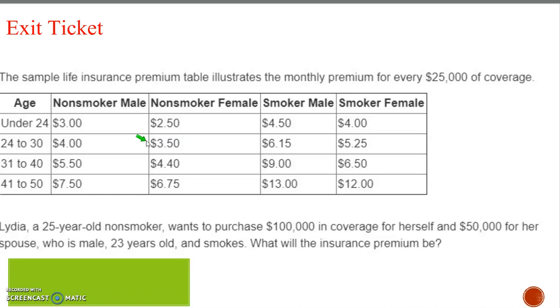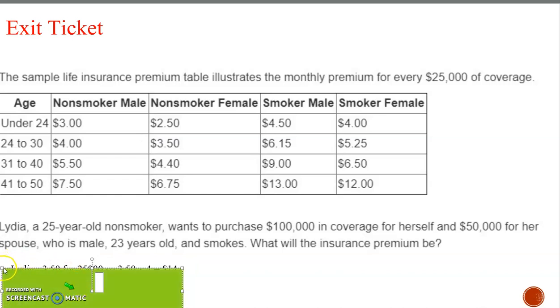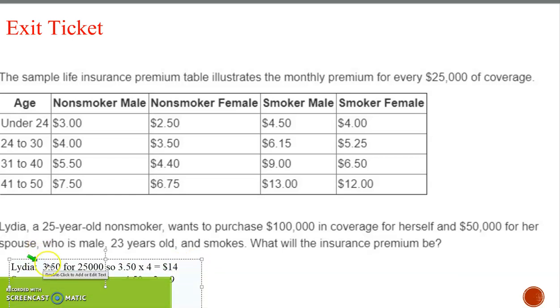So let's first do Lydia. It's going to be $3.50 for $25,000 in coverage. I want $100,000. So 25,000 times 4, I would have to buy 4 packages to get $100,000. So for Lydia, it would be $3.50 for $25,000, but I multiplied that by 4 to give me $14 a month for $100,000 in coverage.